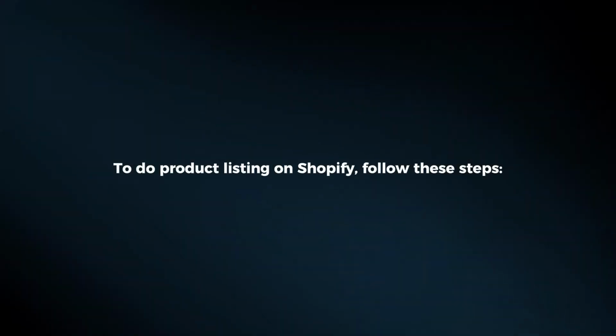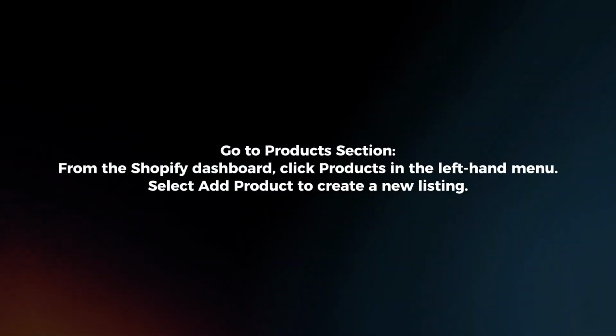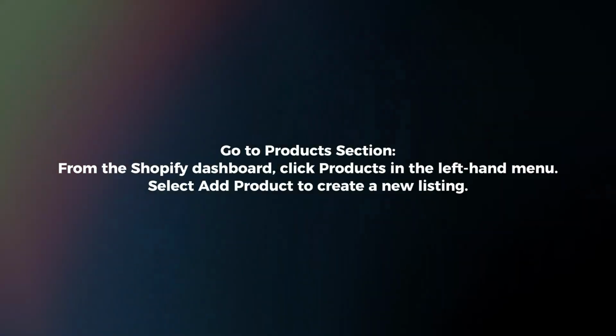To do product listing on Shopify, follow these steps. Log into Shopify admin. Visit Shopify and log into your account. Go to Product section. From the Shopify dashboard, click Products in the left-hand menu. Select Add Product to create a new listing.